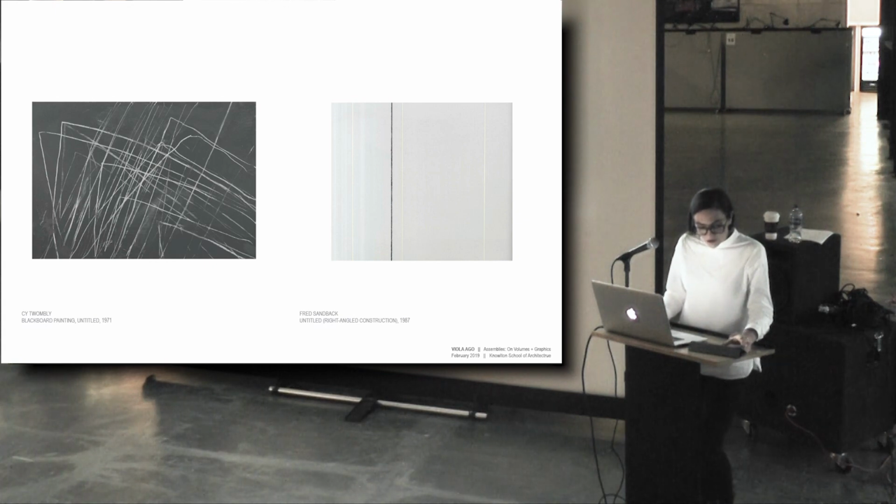To illustrate, Cy Twombly engages the physical and subsequent visual conditions of his drawing by using white chalk on a blackboard. Similarly, sculptor Frank Sandbach draws lines in acrylic twine and uses interior architectural space as his medium.